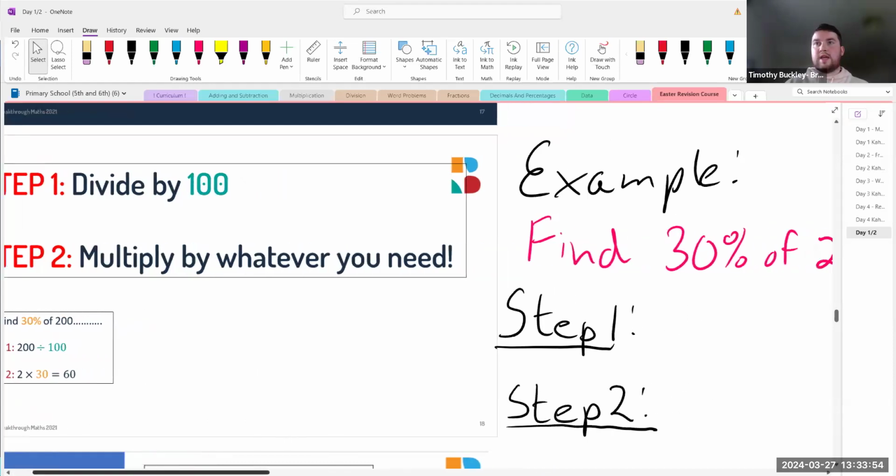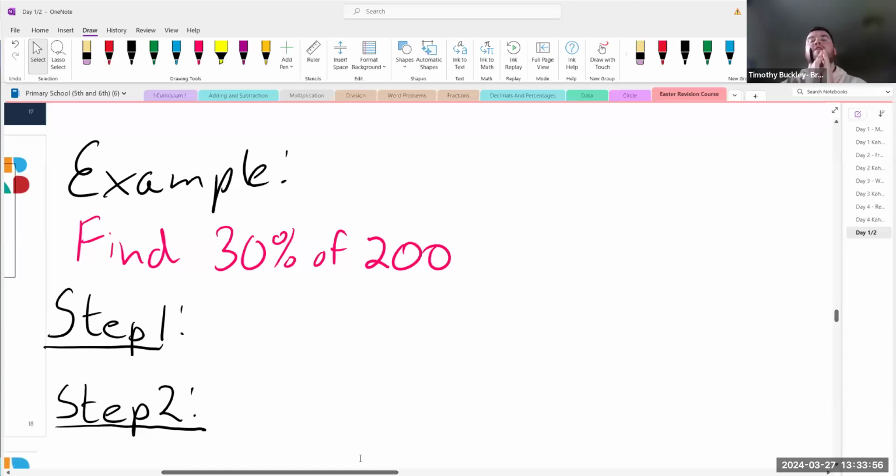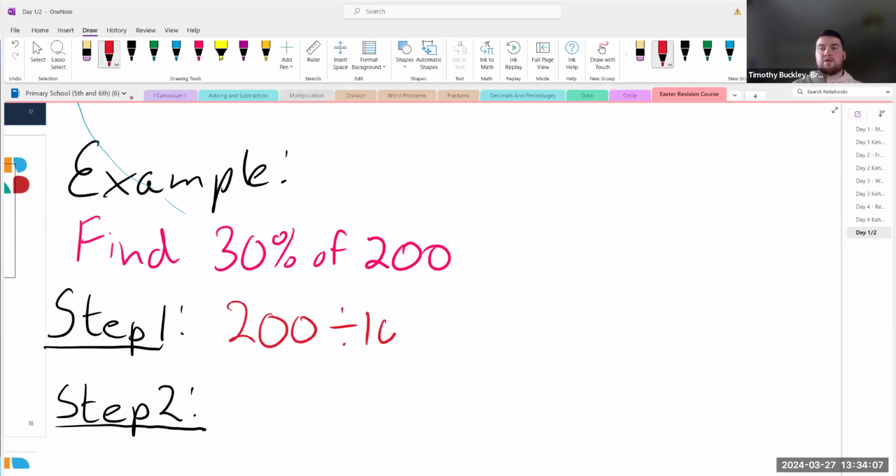Okay, so let me see. The first example I've got here is find 30% of 200. So again, my step one is 200 divided by 100 equals, what does 200 divided by 100 equal, guys? Just the first part, 200 divided by 100. What do you think? Okay, so some people have it. Some people are a bit unsure, but that's okay. Loads of people said it there. So 200 divided by 100 actually equals 2.